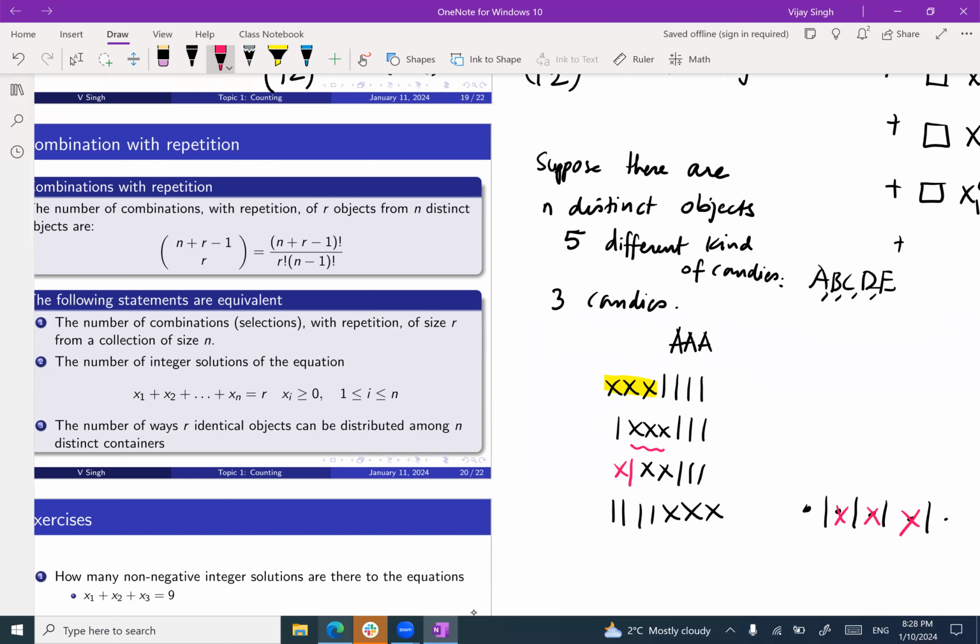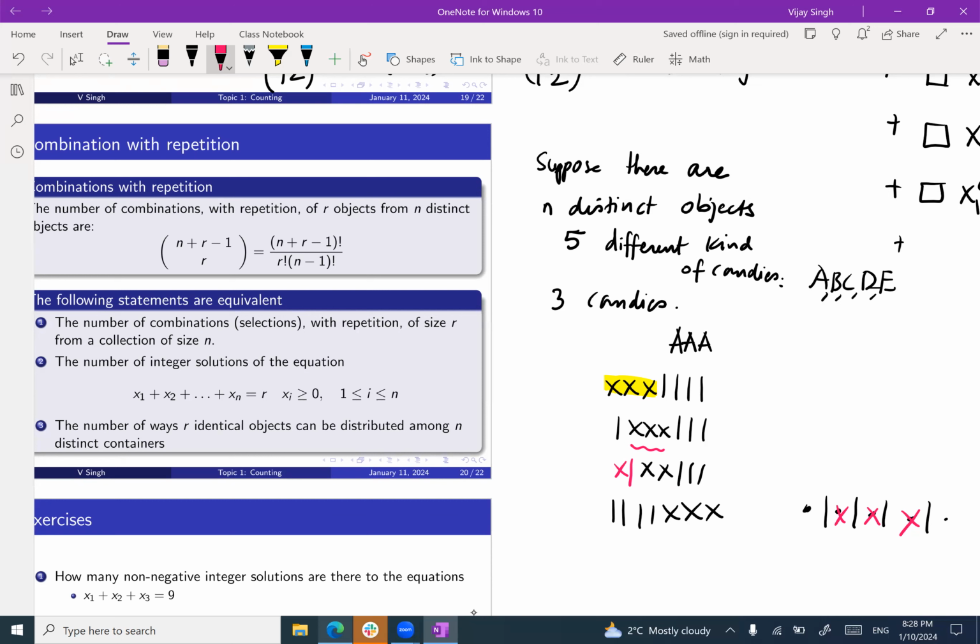It means that this is for the first kind, where you're not choosing any. For the second kind, you're choosing how many? 1. For the third kind, you're choosing 1. For the fourth kind, you're choosing 1. For the fifth kind, you're not choosing at all. Do you agree with this part? Yeah? Is this making sense?